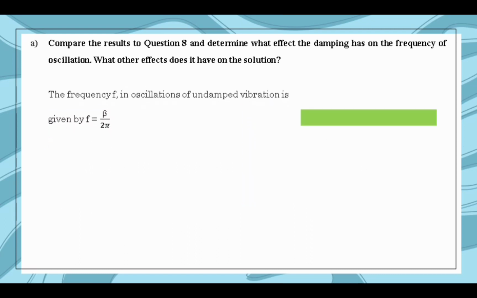The frequency of undamped vibration is given by f equals beta over 2 pi. So from the equation of motion, we can get beta equals 5. Substituting back into the formula, we will get frequency equals 0.8 Hz.